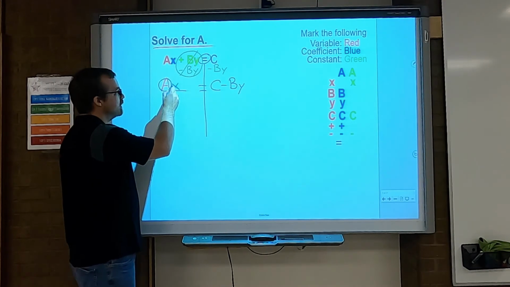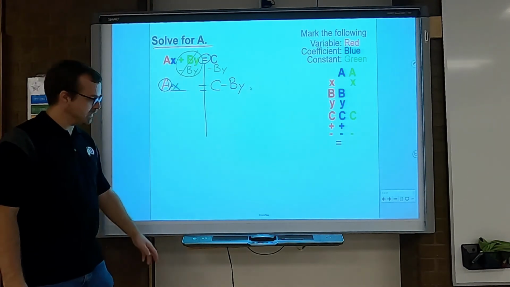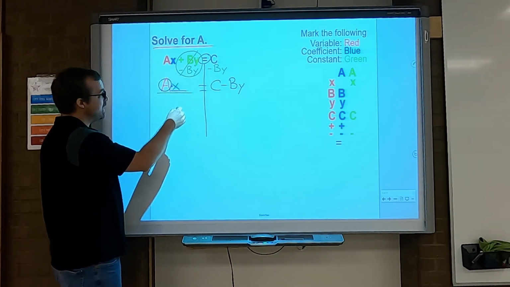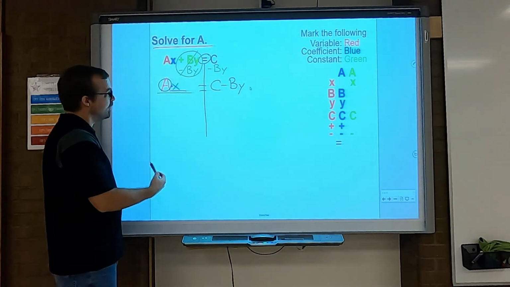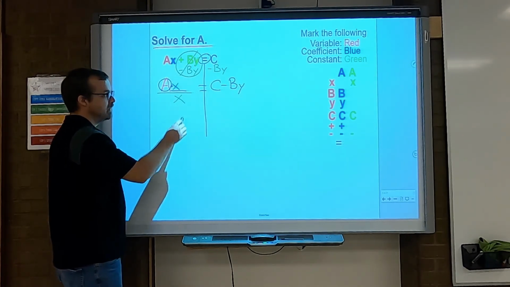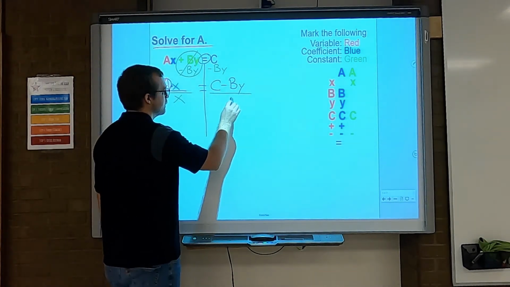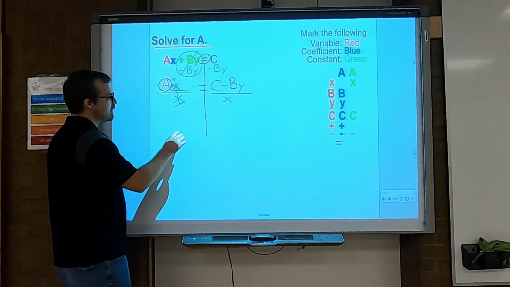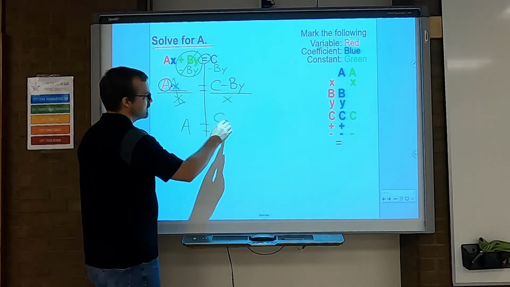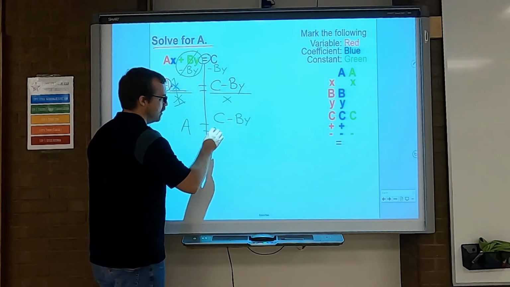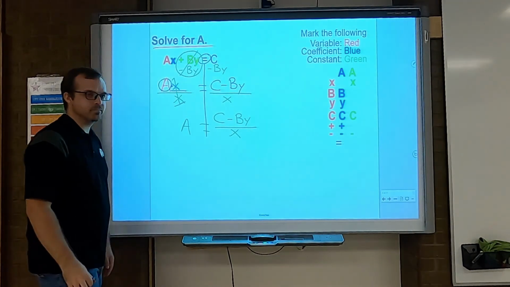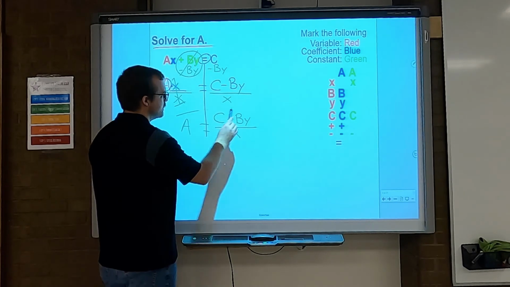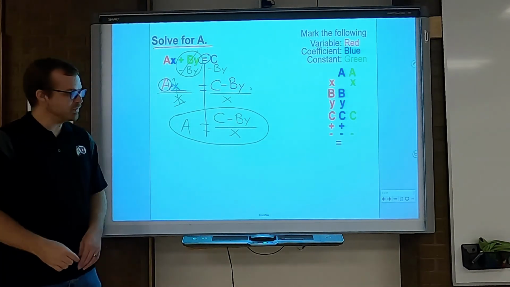So how do I get rid of the coefficient if it's times by x? Divide by, not a, because if I divide by a, I will have solved for x. I'm not solving for x. I need to divide by x. X divided by x? 1. 1 leaves me with A equals C minus BY all over X. Ooh, that looks ugly. That's it. Make sure you guys have that written down. Make sure that your work is good. Make any corrections that you need to make in your notes.